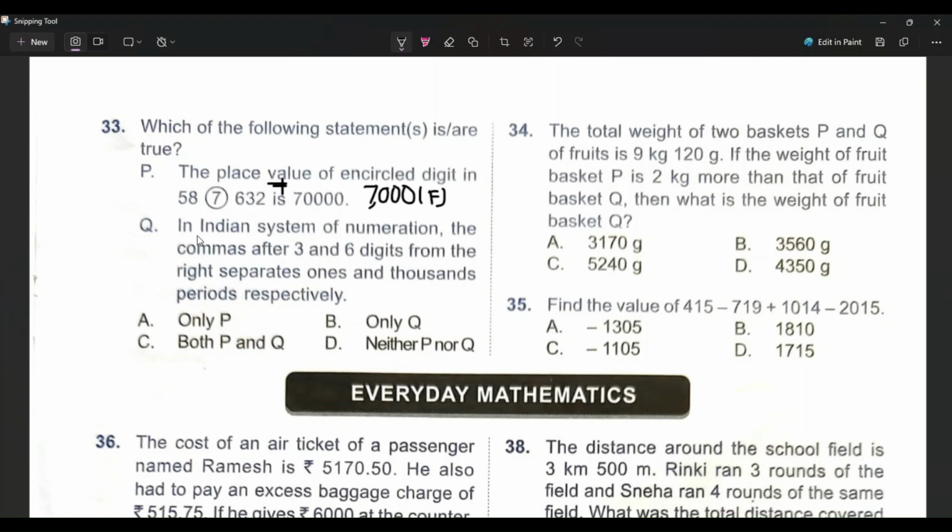Now statement Q. In Indian system of numeration, the commas after 3 and 6 digits from the right separates ones and thousands periods respectively. So if we write a number like this, 1 lakh. So from right side, after 3 digits we keep a comma, and 4, 5. After 5 we put a comma. So 3 is correct but not 6 digits from the right. So Q statement is also false. So neither P nor Q is our answer, children.